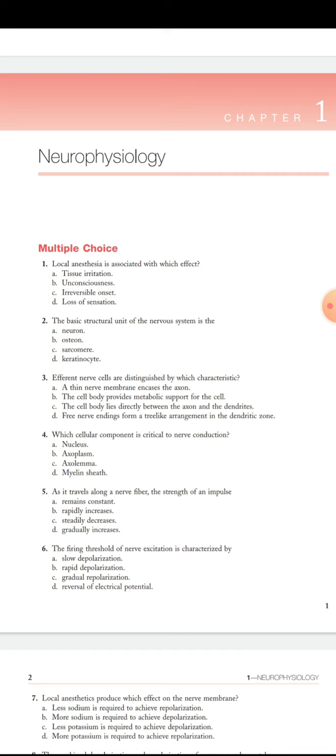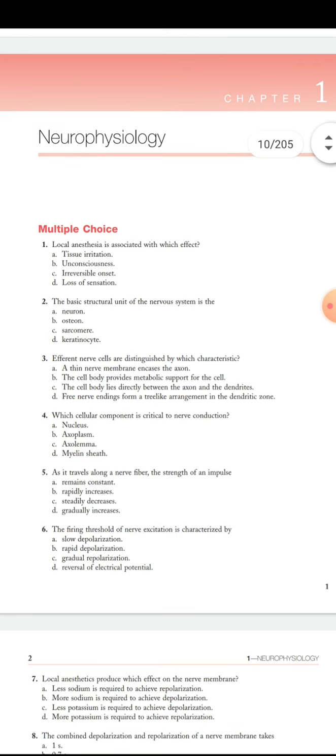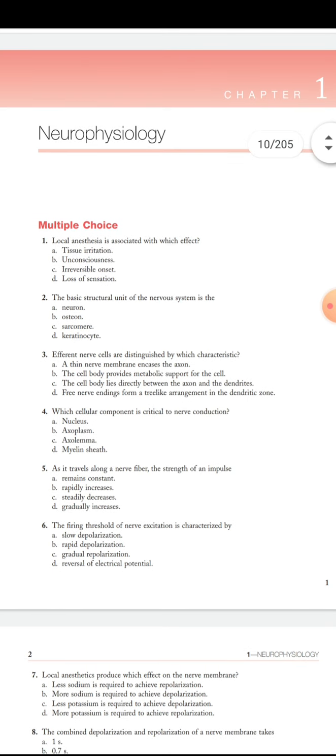Question number 3. The efferent nerve cells are distinguished by which characteristics? A. A thin nerve membrane encases the axon. B. The cell body provides metabolic support for the cell. C. The cell body lies directly between the axon and the dendrites. D. The free nerve endings form a tree-like arrangement in the dendritic zone.